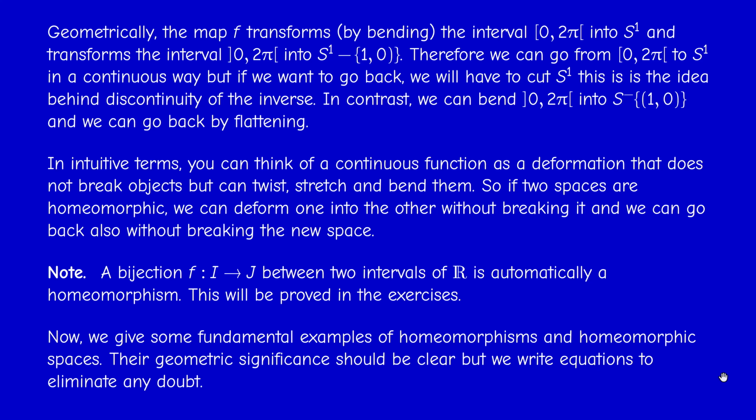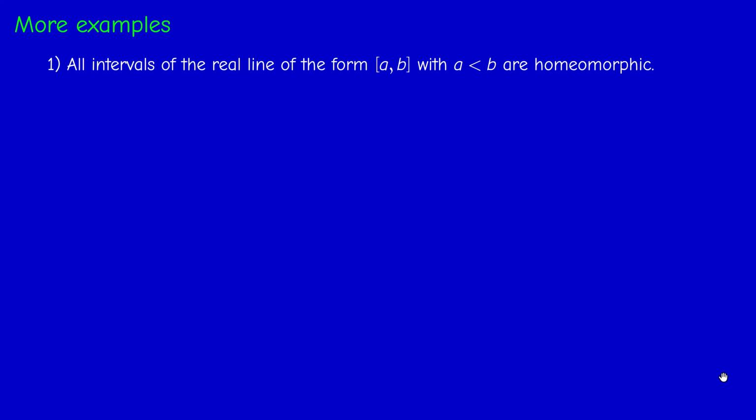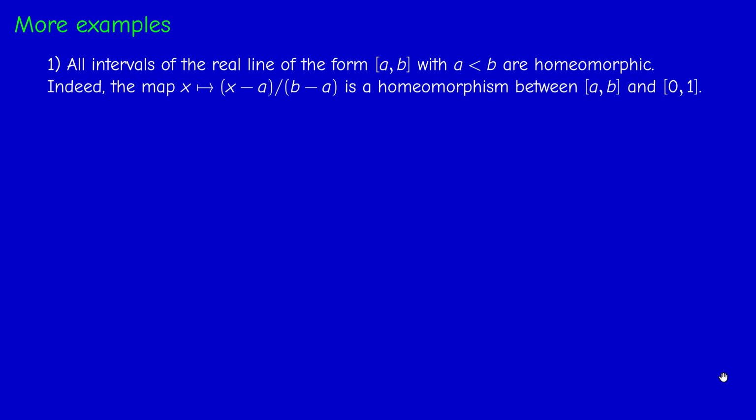Now, we give more examples of fundamental importance. First of all, we saw that the interval [0, pi] is homeomorphic to [-1, 1] by the function cosine. But in general, all closed bounded intervals of the form [a, b] are homeomorphic to each other. So it's enough to prove this for any interval [a, b] with, of course, a strictly less than b, because if a equals b, you get a singleton, and a singleton cannot be homeomorphic to an interval. So it's enough to prove that the closed interval [a, b] is homeomorphic to the standard interval [0, 1].